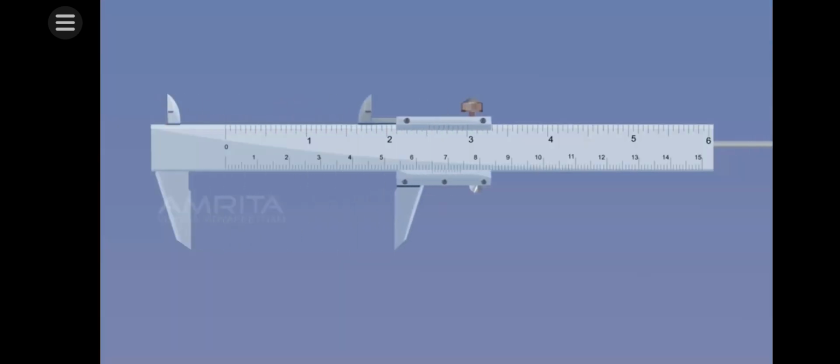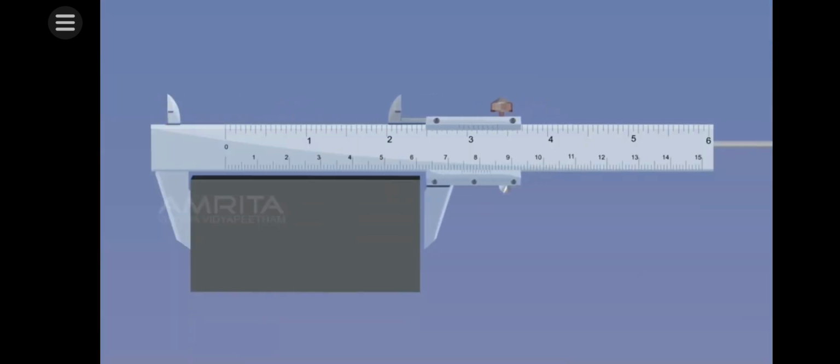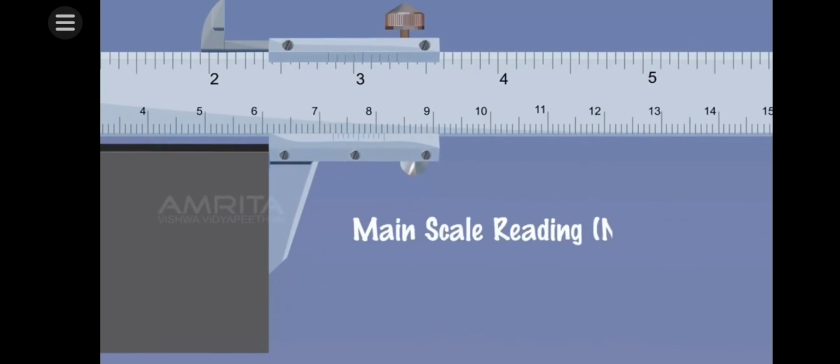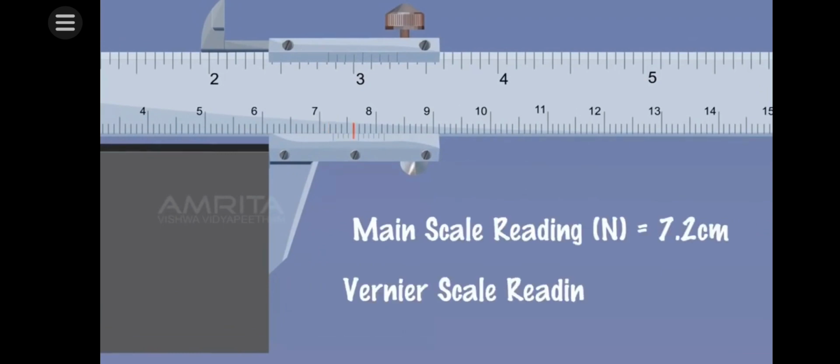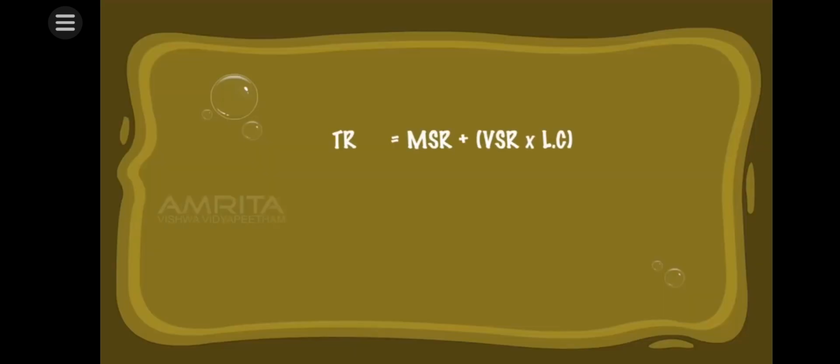Rectangular block. Materials required: vernier calipers and a rectangular block. Place the rectangular block lengthwise in between the outer measuring jaws of the vernier calipers and note its MSR and VSR readings. Calculation: TR is equal to MSR plus VSR into least count. That is equal to 7.2 plus 4 into 0.01, which is equal to 7.24 centimeters.